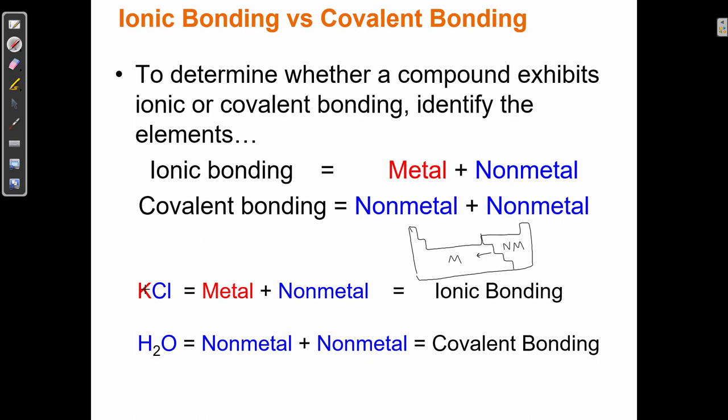So for example, KCl, if I saw this formula, I would identify K as a metal, it's right over here, and I would identify Cl as a nonmetal, it's right over here. H2O, H, even though it's on this side, H is a nonmetal, it kind of belongs with those guys. So H, and there's an O right over here, so those are both nonmetals, so nonmetal plus nonmetal, that's a covalent bond.